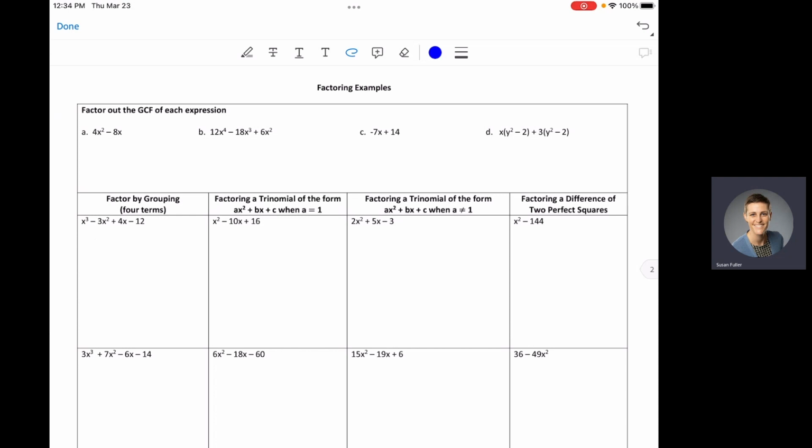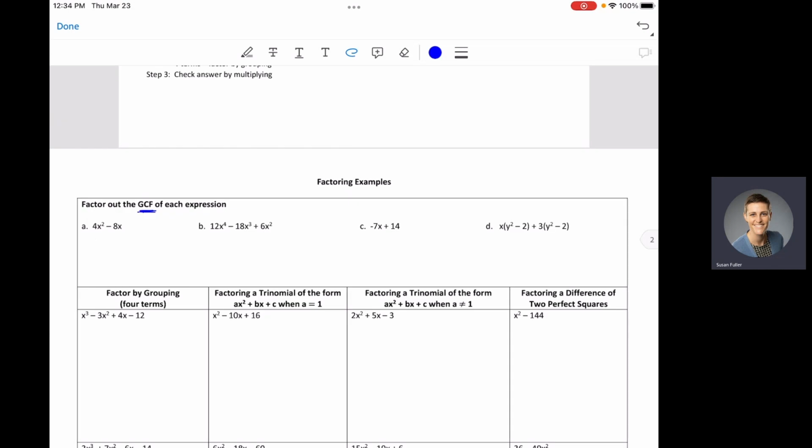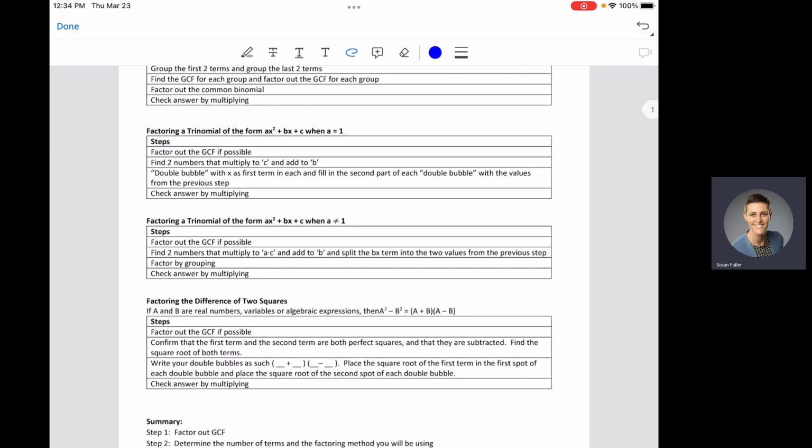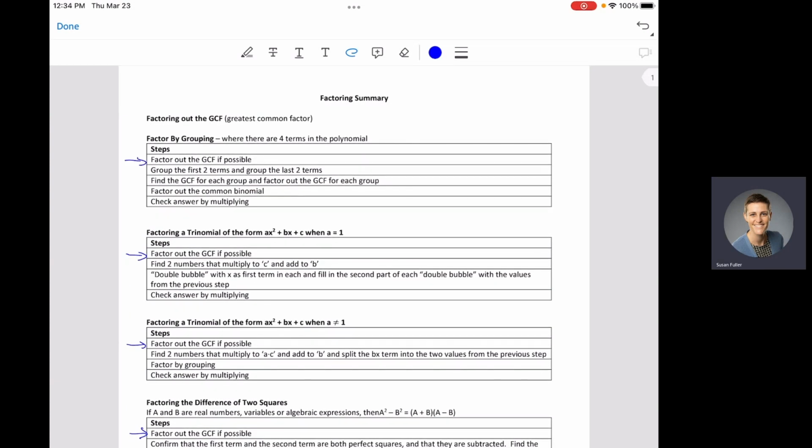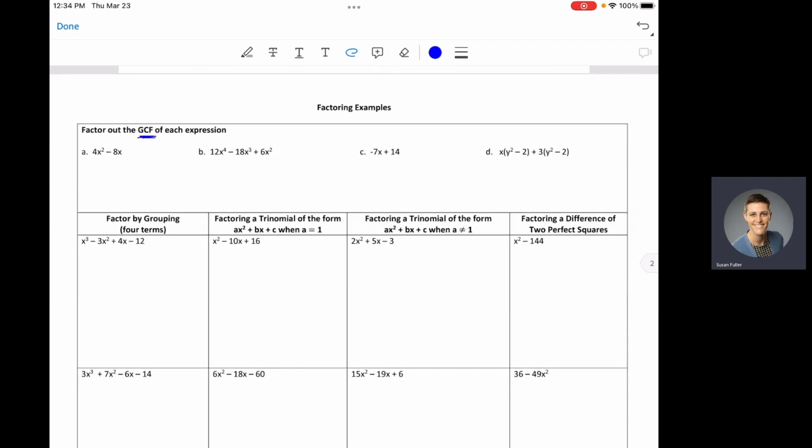The first process that we're going to go through is factoring out the greatest common factor, or GCF, of expressions. This is always going to be your first line of defense. You'll notice if you look through the processes for any of these polynomials, the very first step is factor out a greatest common factor if possible. So this process is your first line of defense no matter what polynomial you're given. The first thing that you're going to do is look to factor out a greatest common factor.